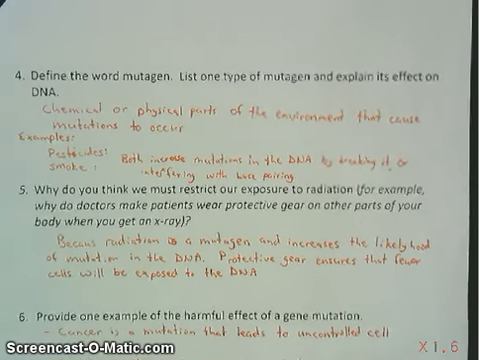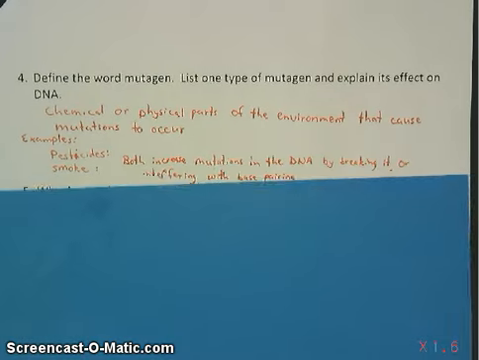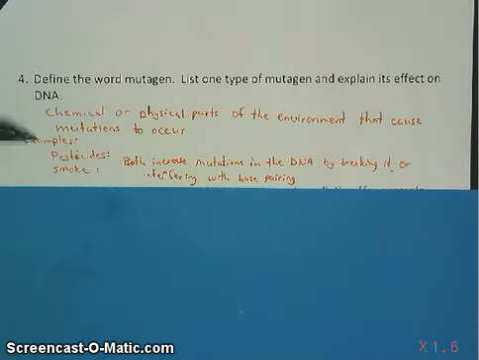Second page, defining the word mutagen. Okay. So the first question asks you to define and describe one kind of mutagen, and a mutagen is this: it's a chemical or physical thing in the environment that causes a mutation to occur.